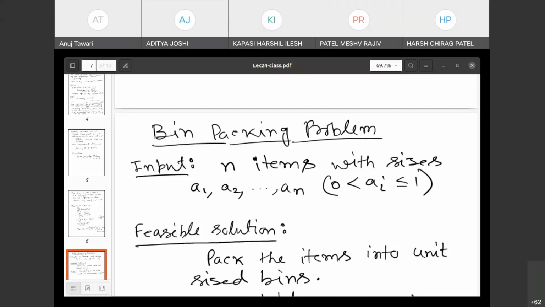Yeah, let's start. So we are looking at the bin packing problem.